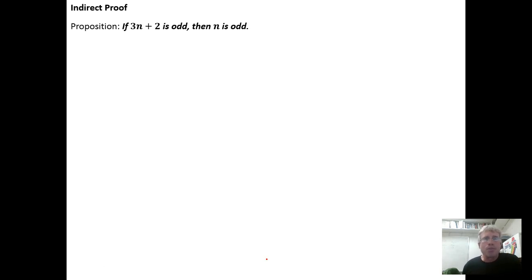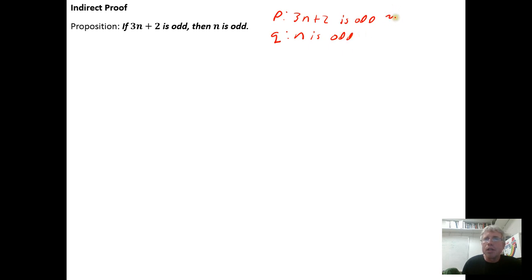So here we have a proposition. It says if 3n plus 2 is odd, then n is odd. And this is a proof that would be hard to prove directly. If we assume 3n plus 2 is odd, it would be more difficult to get from that to n is odd. So we want to prove the contrapositive instead. What we recognize is we have the implication P implies Q, where P is the statement 3n plus 2 is odd, and Q is the statement n is odd.